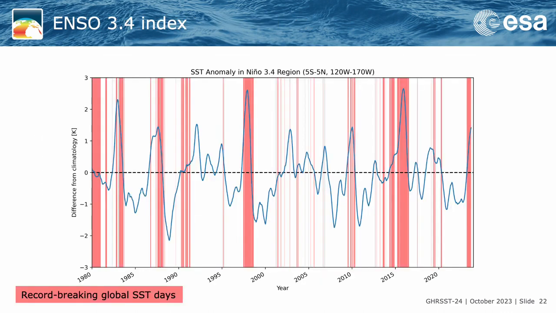Here we show the ENSO 3.4 index with periods of record-breaking global sea surface temperature shaded in red. In this case, 1980s is shaded as record simply because it is the start of the data set. After this, the longer runs of record-breaking sea surface temperature are associated with El Niños as we would expect, with 1997-98 and 2015-16 being the longest continuous periods. The current El Niño is expected to continue into next year, so we can expect the current record sea surface temperatures to continue too.